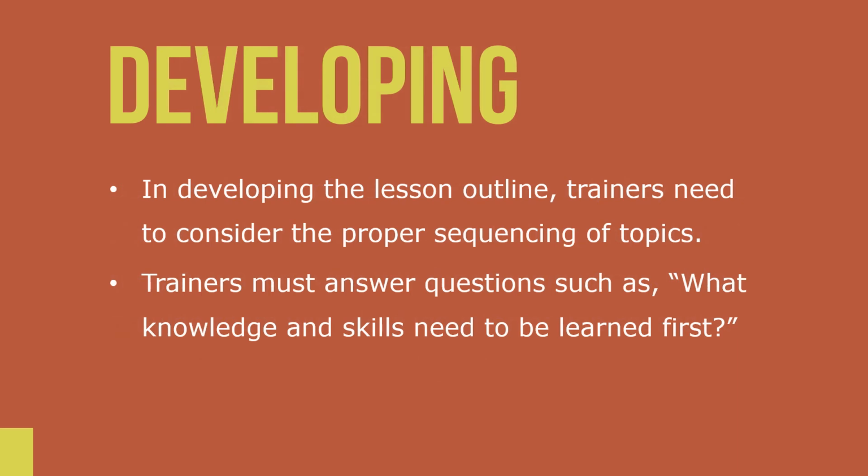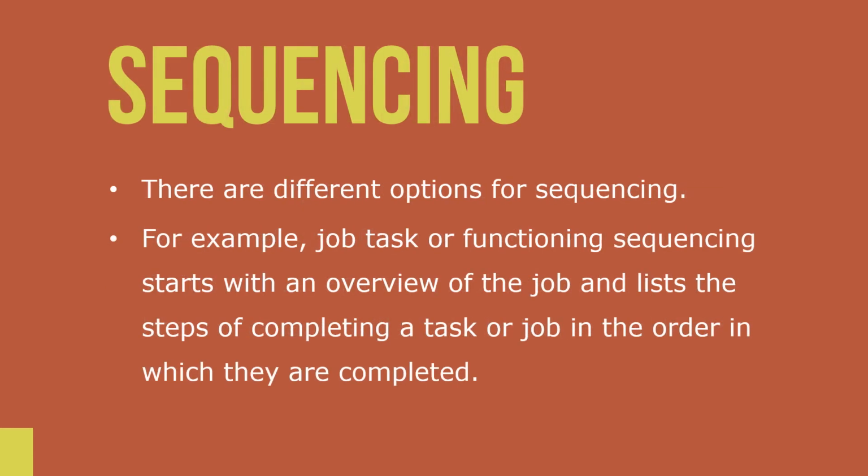In developing a lesson outline, trainers need to consider the proper sequencing of topics. Trainers must also answer questions such as what knowledge and skills need to be learned first, in what order should knowledge, skills, and behaviors be taught, and what order will make sense to the trainees. There are different options for sequencing.